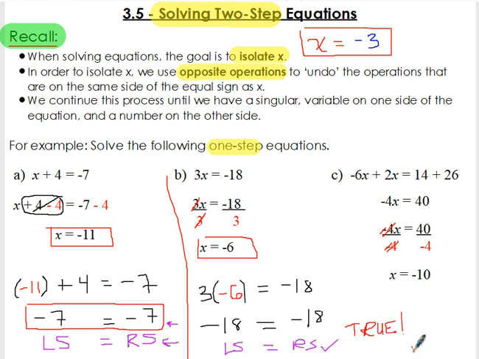Like, for example, what if you got -9 equals -18? That's false. That's not true. Therefore, something in your math might be incorrect because your answer might have been incorrect. Okay.